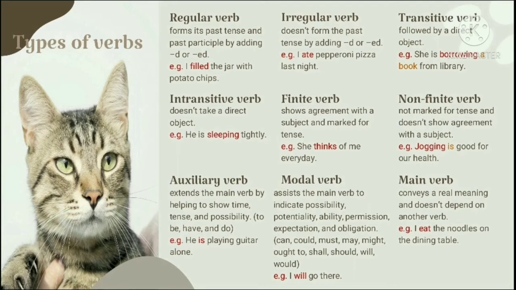Next, intransitive verb. Intransitive verb doesn't take a direct object. For example, he is sleeping tightly. The word sleeping here is the intransitive verb because it doesn't take a direct object.